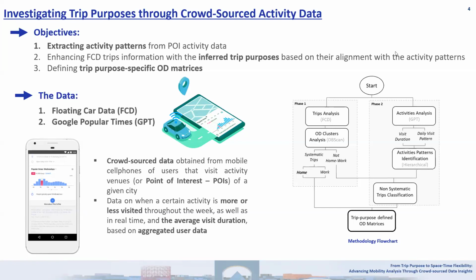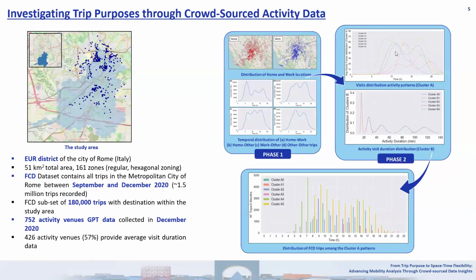So as you can see by this flowchart, we are going to define non-systematic trips through the adoption of this data. How? Well, in this way. Let's have a look at an application directly.